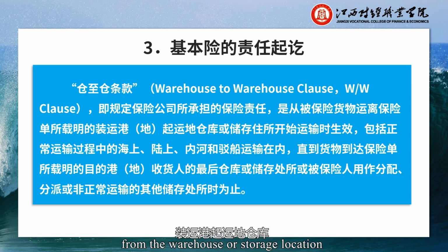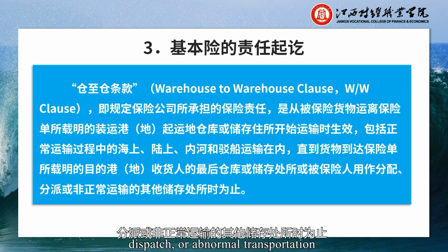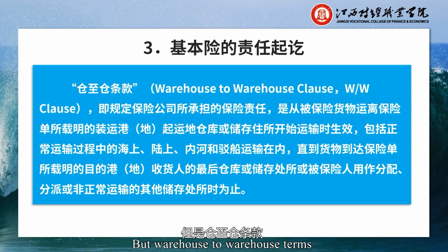from the warehouse or storage location as the port of loading specified in the insurance policy, including normal sea, land, inland waterway, and barge transportation, until the goods arrive at the destination ports specified in the insurance policy, until the consignee's final warehouse or storage location or other storage location used by the insured for distribution, dispatch, or abnormal transportation. But warehouse-to-warehouse terms are not absolute and are subject to the following conditions.